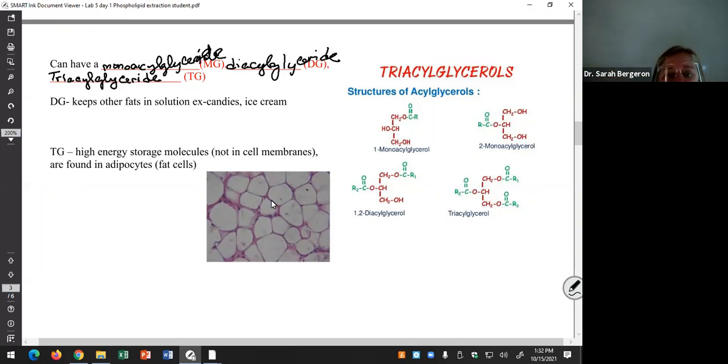Can you see that there are some really dark dots? Those are the nuclei. They're smashed, right? So you can't even tell whether this nucleus is for this cell or that cell, because they're all just smashed, filled with these lipid droplets. And inside of those lipid droplets, we have the triacylglycerols.